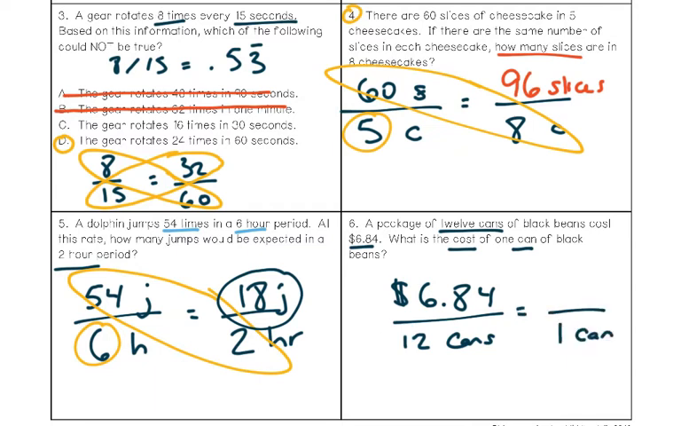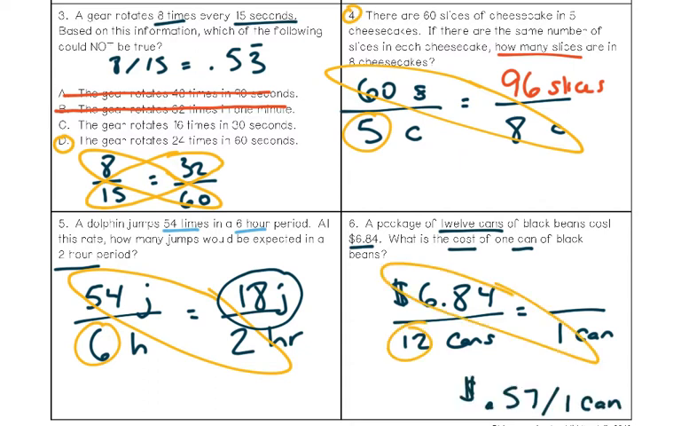But you could also set up a proportion for every 1 can. Either way, whether you cross multiply or divide, you would end up with 57 cents per every 1 can.